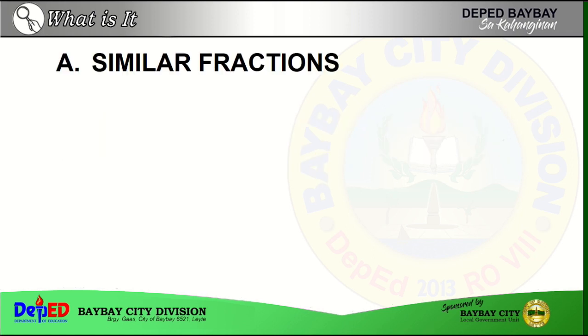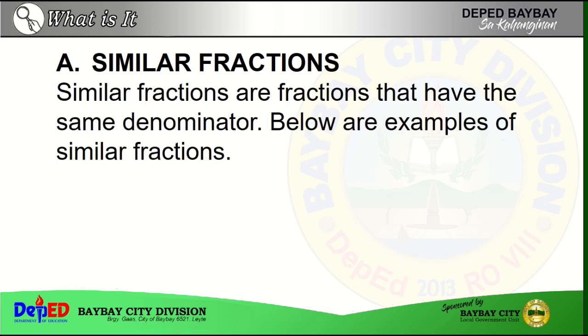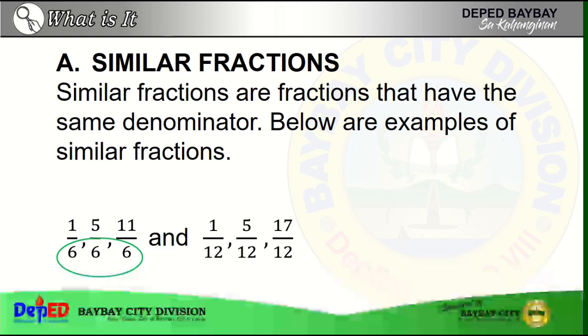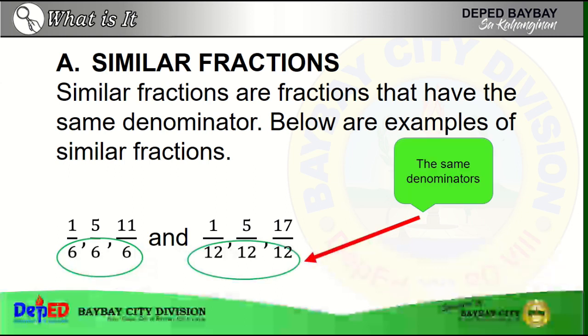Let's tackle first similar fractions. Similar fractions are fractions that have the same denominator. Below are examples of similar fractions: 1/6, 5/6, 11/6. As we observed, they have the same denominators. And 1/12, 5/12, 17/12. They have the same denominators as well.